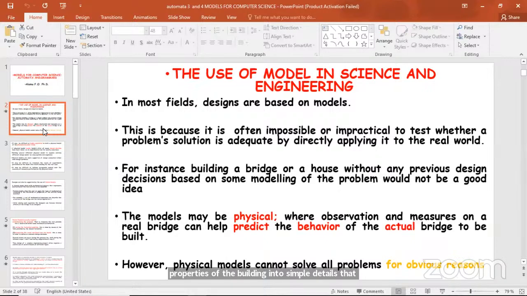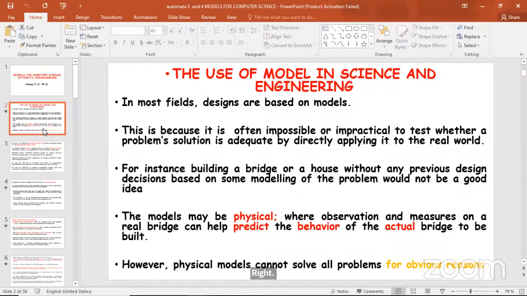Now, for instance, building a bridge or a house without any previous design decision based on some modeling of the problem will not be a good idea. So the models may be physical, right? Where observations and measures on the real bridge can predict the behavior of the actual bridge to be precise. So a model can be physical, right? But there are some lapses that we observe when you are talking about using a physical model.